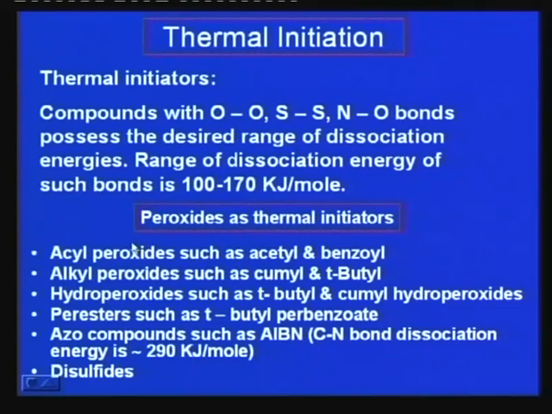Okay. Now, you can take peroxide compounds or azo compounds as thermal initiators: acyl peroxides such as acetyl and benzoyl peroxide, alkyl peroxides such as cumyl and tertiary butyl peroxides, hydroperoxides such as tertiary butyl and cumyl hydroperoxides, peresters such as tertiary butyl perbenzoate, azo compounds such as 2,2'-azo-bis-isobutyronitrile, where the C-N bond dissociation energy is quite high, but the N-N bond breaks, and disulfides or organic thiols, which can also be used as initiators for polymerization of olefinic monomers.